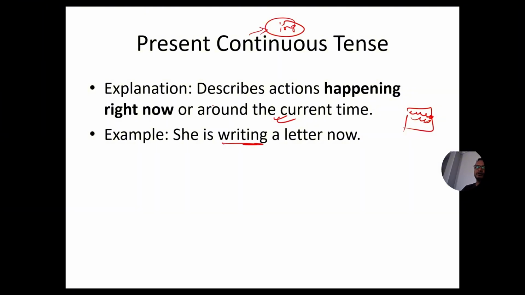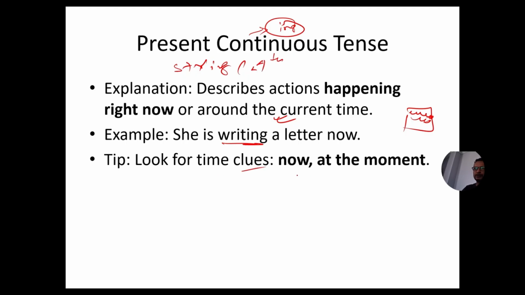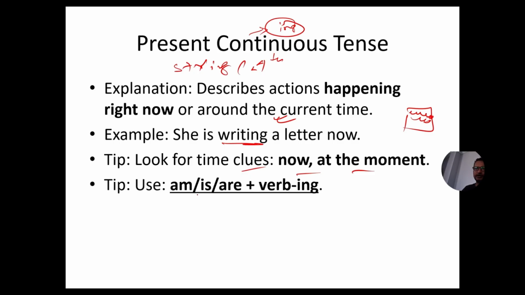What is the form of present continuous tense? Subject plus be plus ing. So ing is also the fourth form of the verb, right? Look for time words like now, at the moment. So this is happening now. Is, am, are plus verb ing.